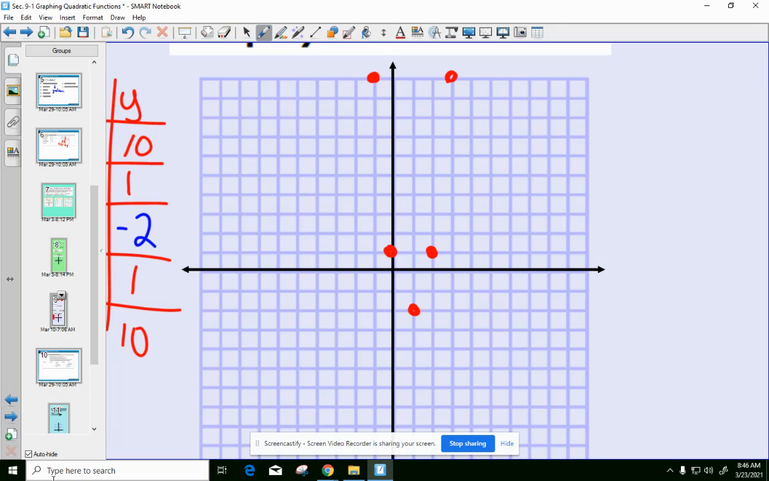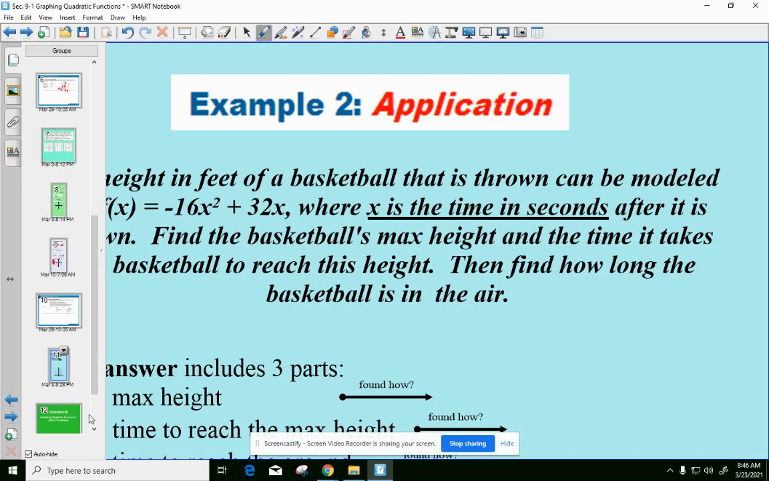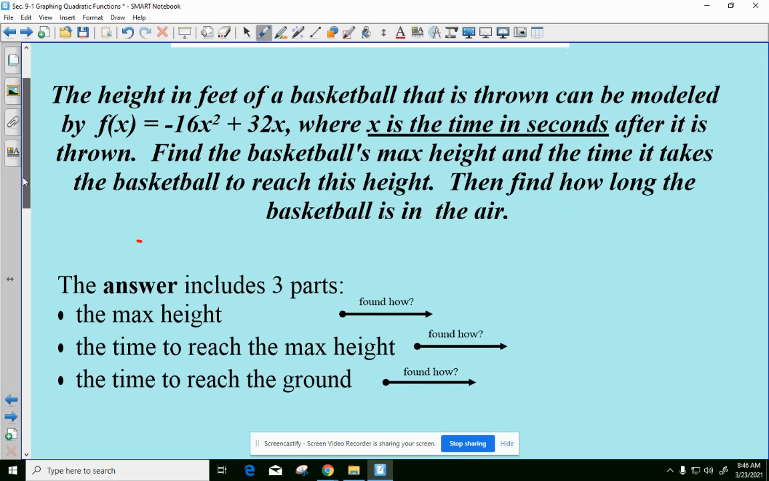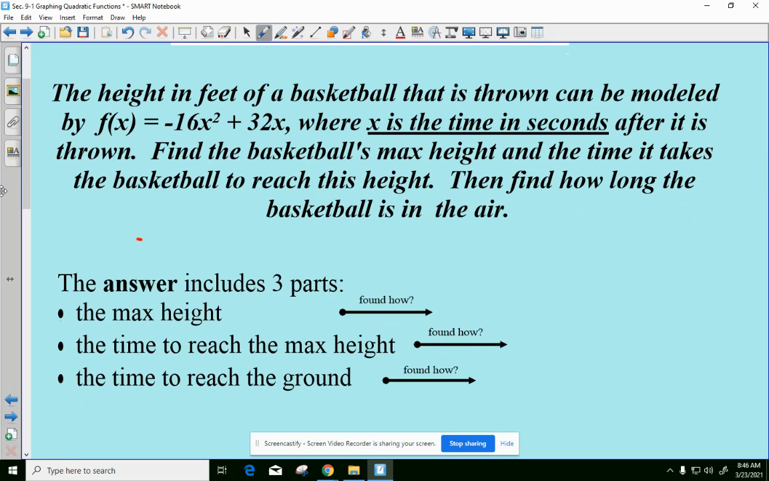All right, last question, and we're done. Well, you have homework, but yeah, we're done for class. Okay? So here's the question.